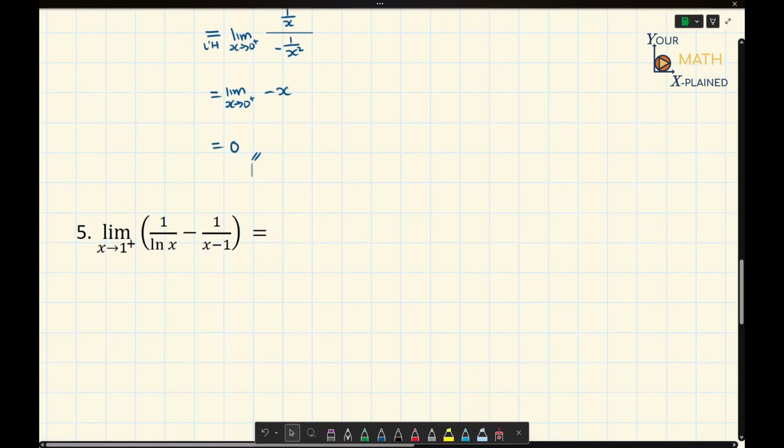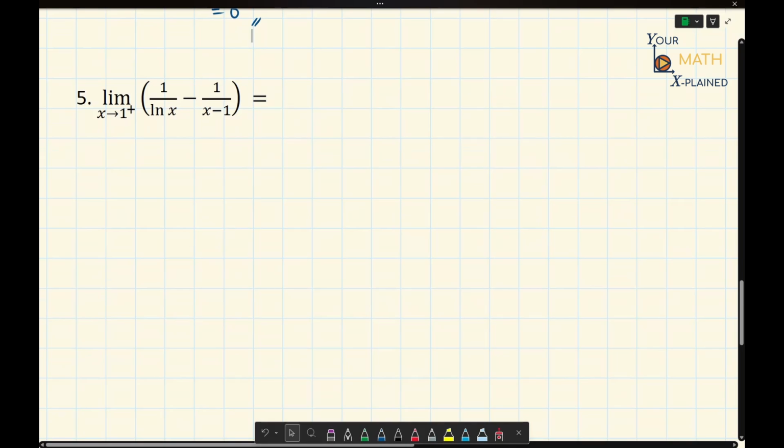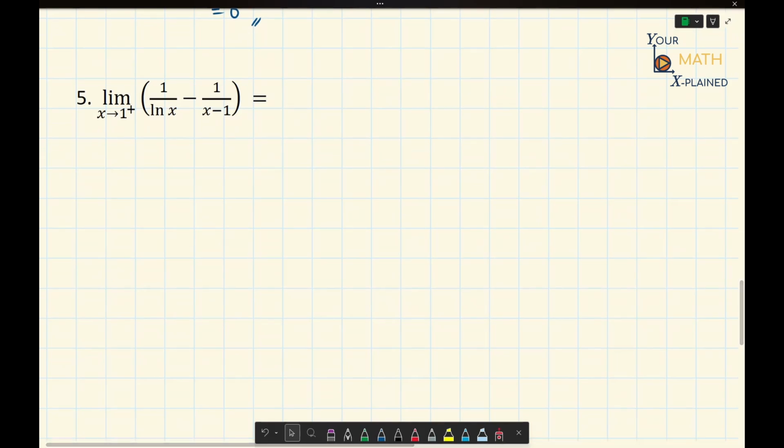And let's just take a look at one more example where we need to do some algebraic manipulations first. So here, if we try to substitute in 1, we see that this is in the form of infinity minus infinity. Which means the first thing we need to do is to rewrite this expression into one of the acceptable forms. And the way to do that is going to be using a common denominator. So we get limit as x approaches 1 from the right-hand side of x minus 1 minus ln of x over our common denominator, which is ln of x times x minus 1.